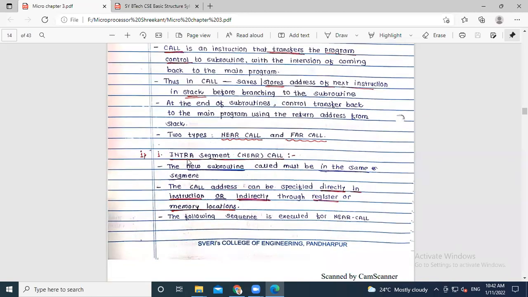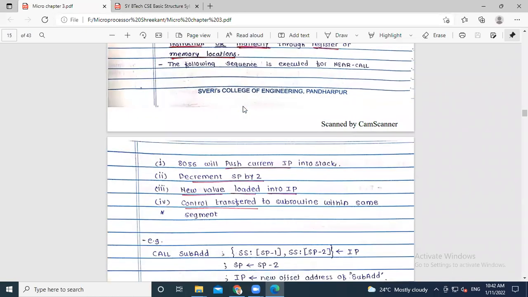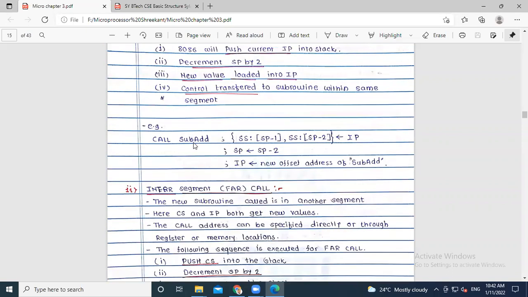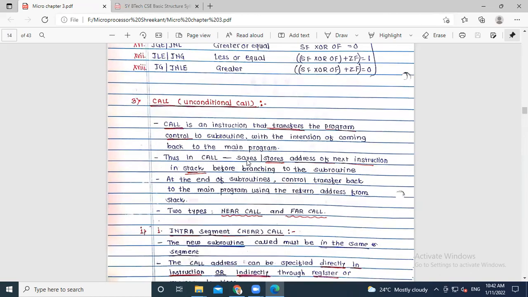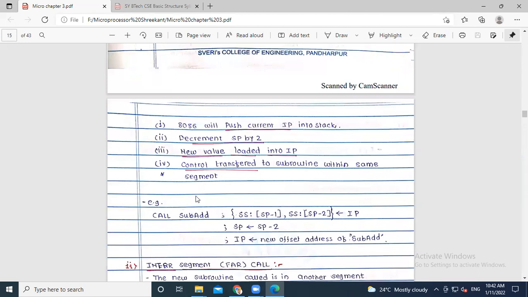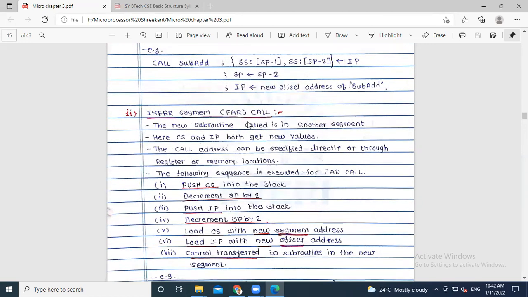So here, for example, again intra-segment call and inter-segment call. This first one is intra-segment call. That is, for example, call sub add. It means that subtraction and addition we are going to call, with the stack pointer decremented by 2 and the value stored to the instruction pointer. So that is, stack pointer is nothing but stack pointer minus 2. So the new offset address of subtraction and addition will be loaded in the intra-segment call.